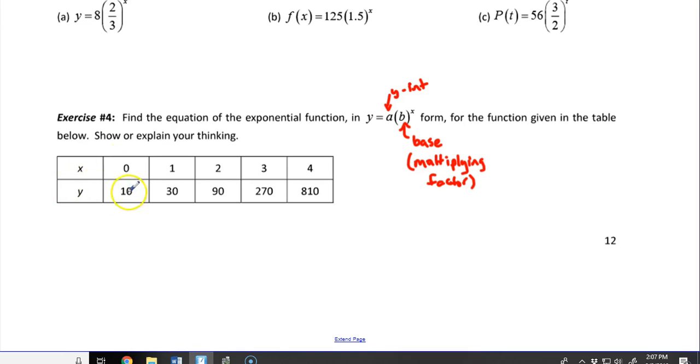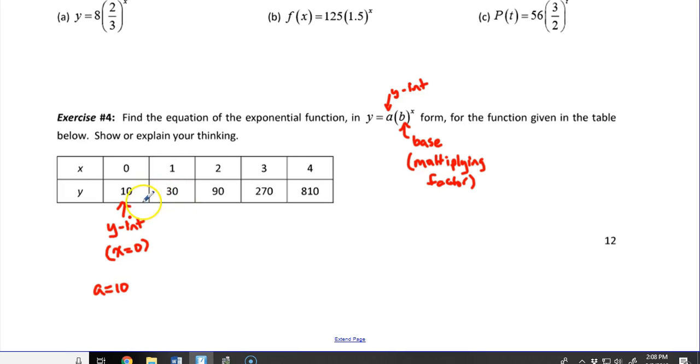Okay, so hopefully you took time to do that. The y-intercept is always when x is 0, right? So we have it right here, our y-intercept. It's when x equals 0. All right, well then, and so the a value is 10.